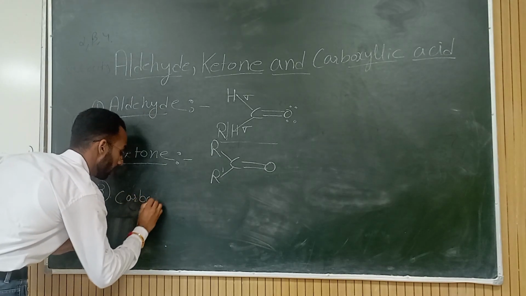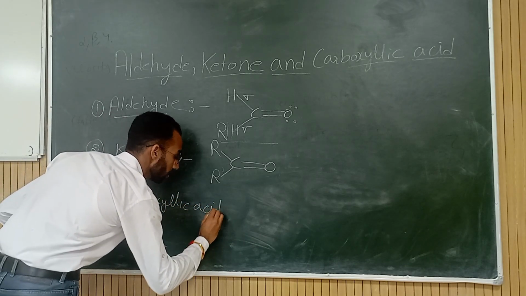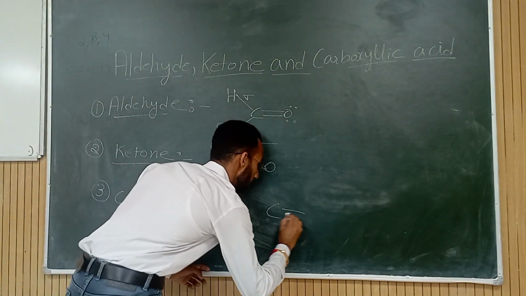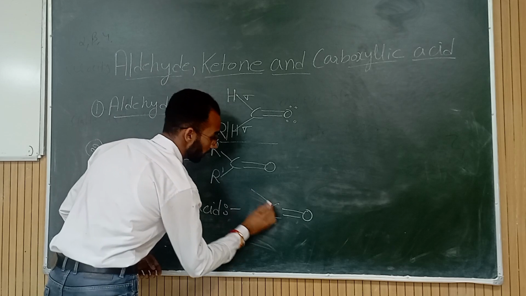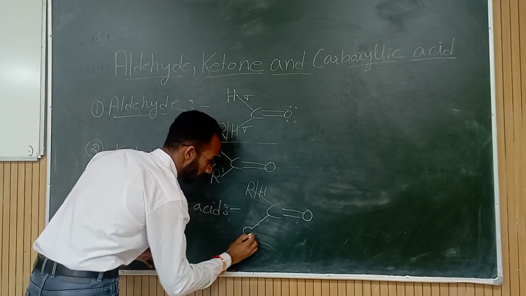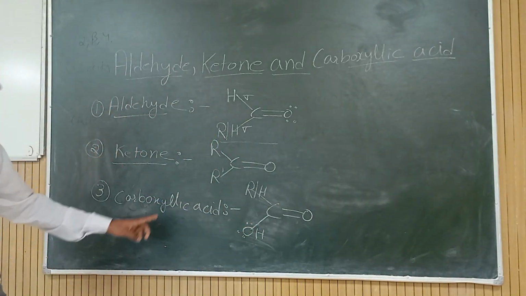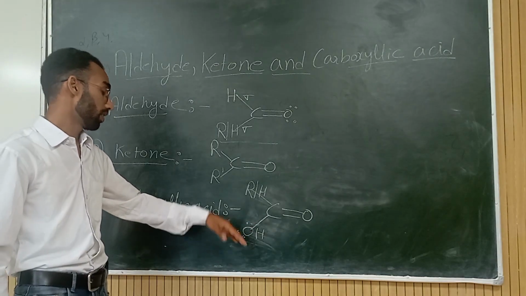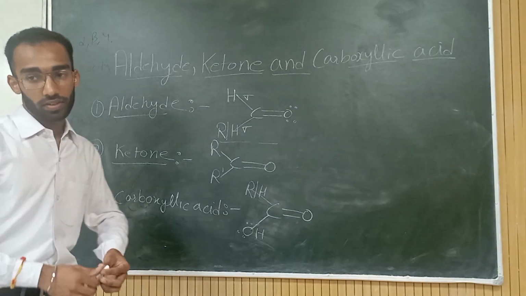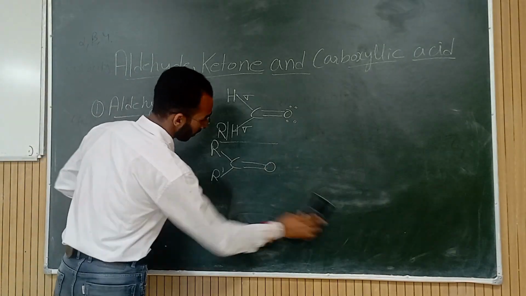Now there is carboxylic acid. The third compound is the carboxylic acid. The carboxylic acid contains a carbonyl group, and on one side there can be R or H, but on the other side there must be an OH group, which is a hydroxyl group. This is a must condition to make a compound a carboxylic acid. So these are some of the basic definitions concerning this chapter.